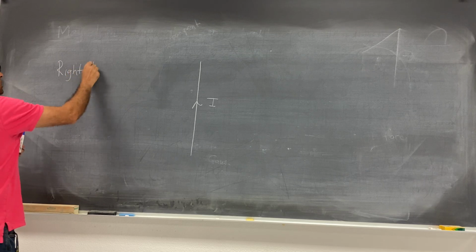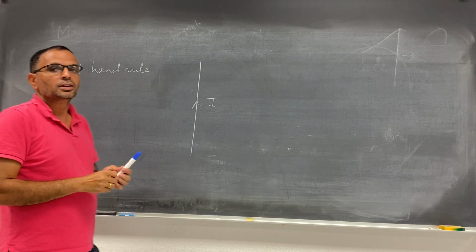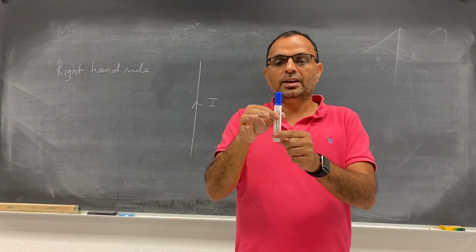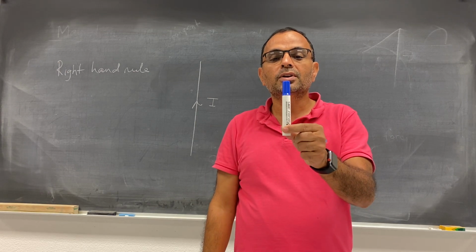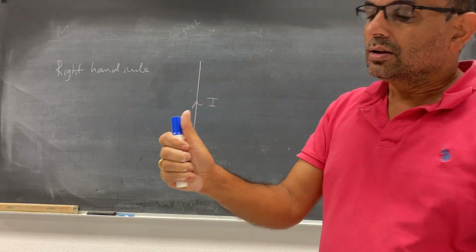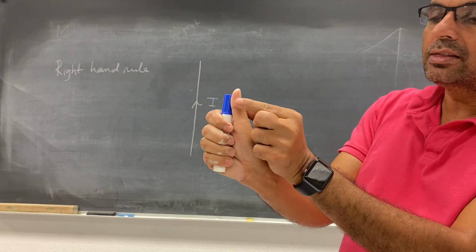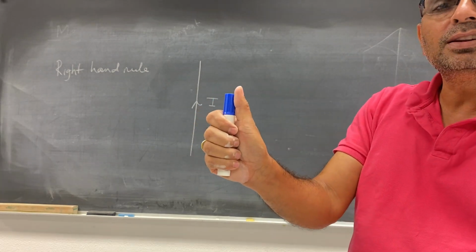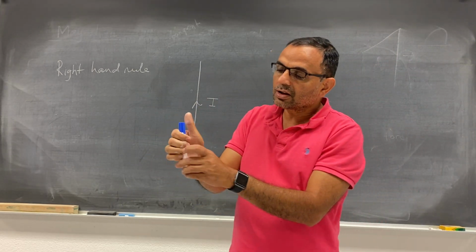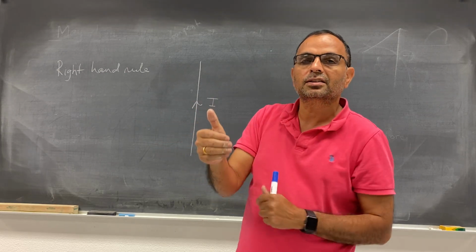Right hand rule. What is the right hand rule? Use your right hand. This is a conductor like a wire, okay, and grab the conductor using your right hand like this. Now look at this. I grab this conductor and the current is up. Look, my thumb is in the direction of the current. And the curled fingers, these four fingers, curl like this. This gives you the direction of the magnetic field.